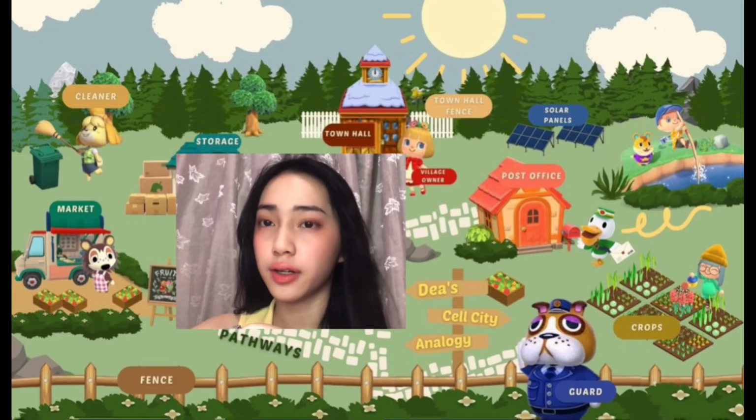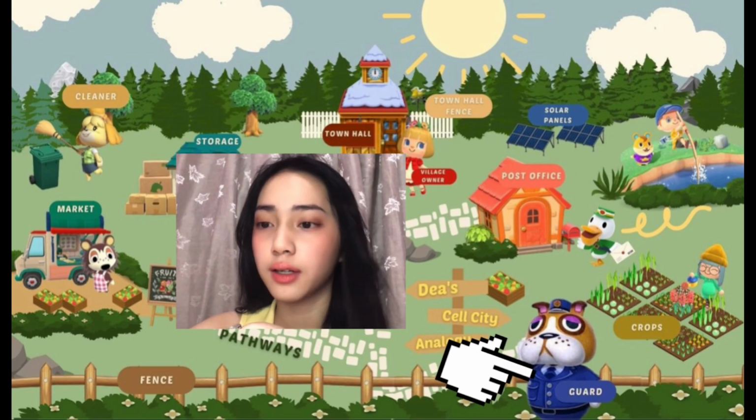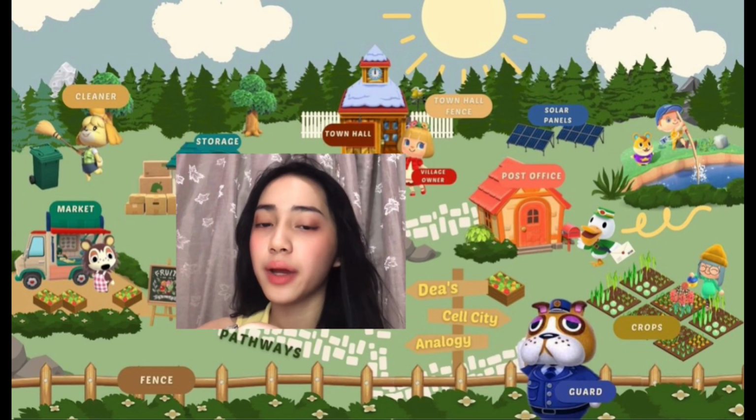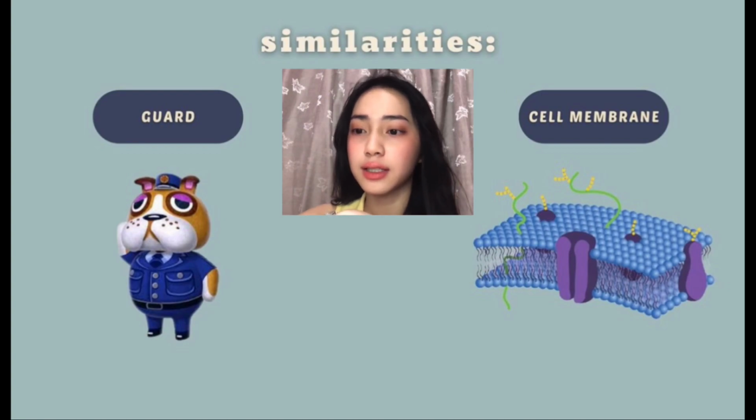Now moving a bit further, you'll see the town's guard. His duty is to protect the villagers, and he is the one responsible for allowing who can enter and exit the village. We can compare this to a cell membrane, since the purpose and the function of a cell membrane is to protect the integrity of the interior of the cell by allowing certain substances into the cell while keeping other substances out.